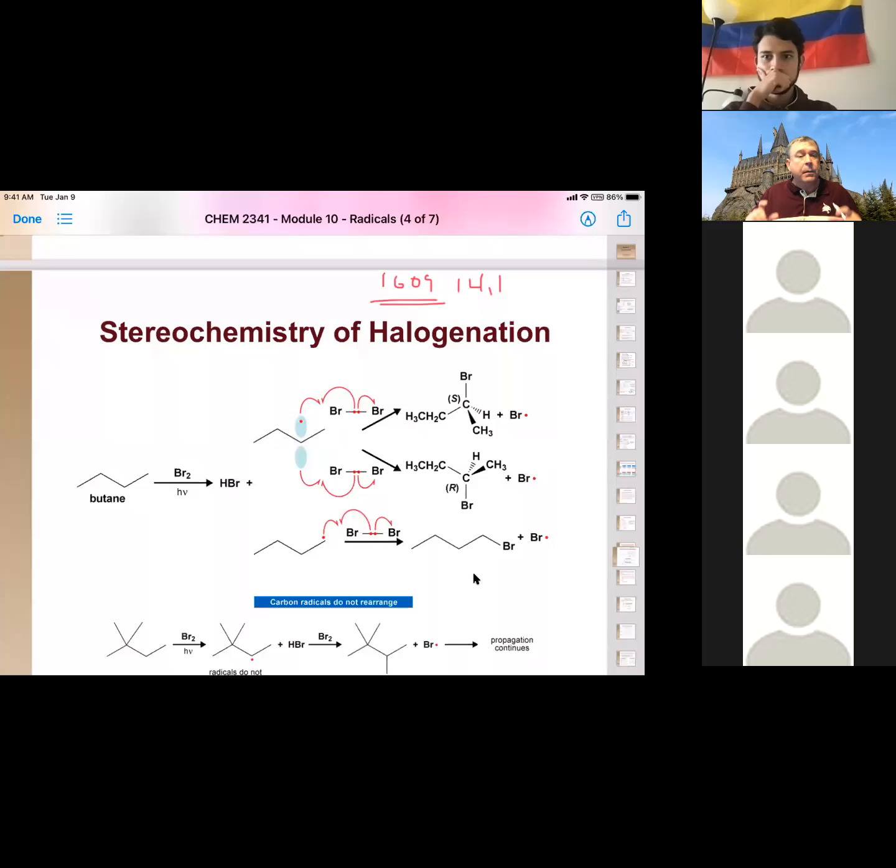Do we see why there's no selectivity? It's just like a carbocation, where our nucleophile is coming in from the top or the bottom. In this case, our radical can form our new sigma bond at the top or the bottom. So there's mixing of stereochemistry.